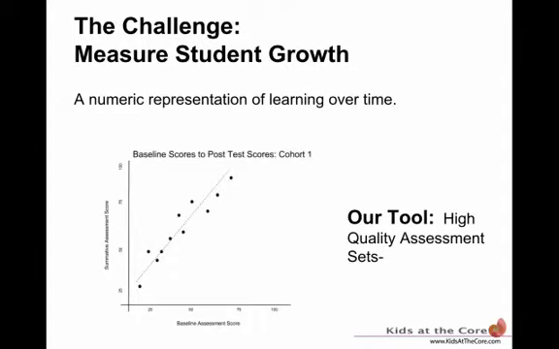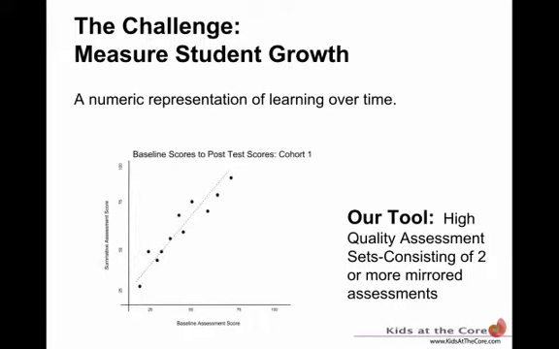So our tool in this process is going to be a high quality assessment set, which means more than one mirrored assessment, 2 or more. 2 is the minimum mathematical requirement to be able to do this.